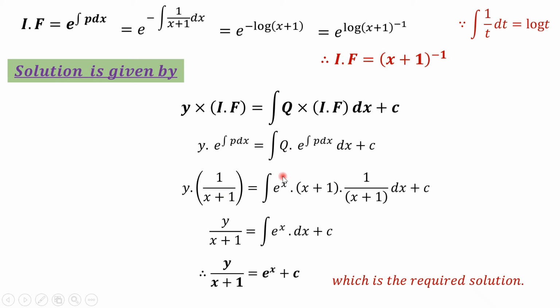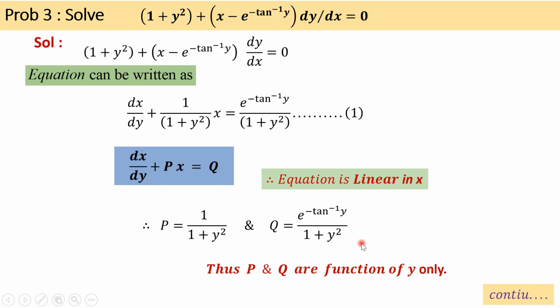Substitute the value of q from the previous slide, e to the power x times (x plus 1). Here x plus 1 and x plus 1 get cancelled, remaining is e to the power x. Integrate e to the power x with respect to dx, we get e to the power x. This is the required solution.